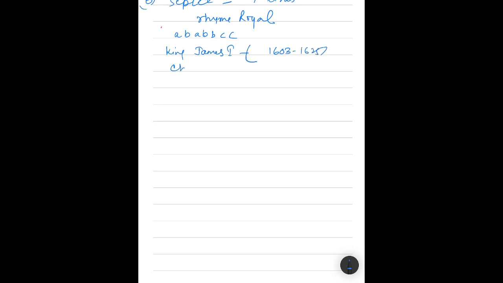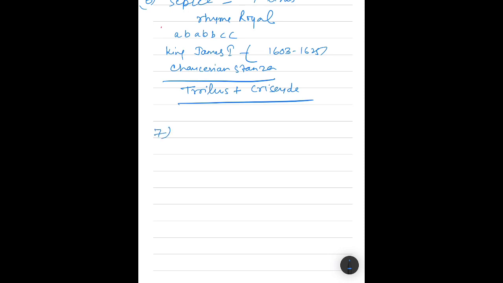It is also known as Chaucerian stanza because it was Chaucer who made it popular, and Chaucer wrote his poem Troilus and Cressida, and there in Troilus and Cressida he used this pattern of 7 lines, that is rhyme royal. Next is octostich, just as pentastich. Similarly, octostich is a stanza of 8 lines.